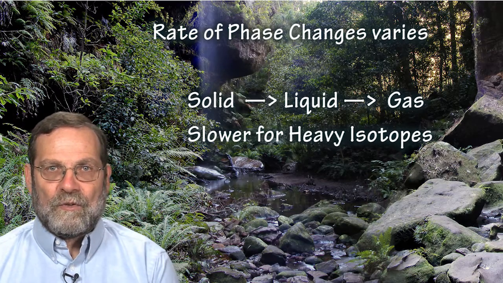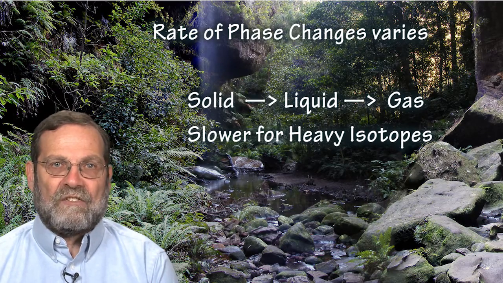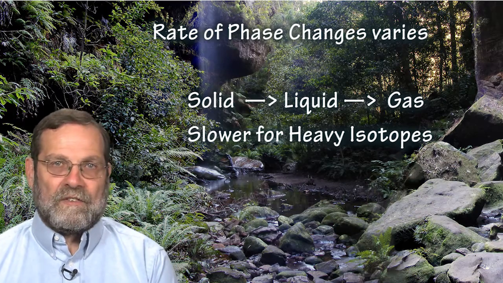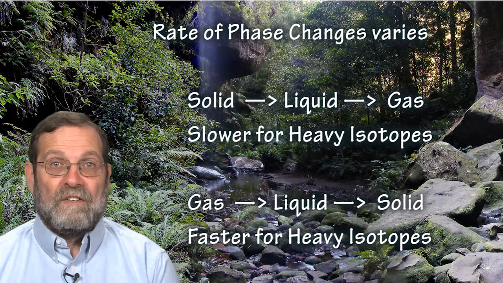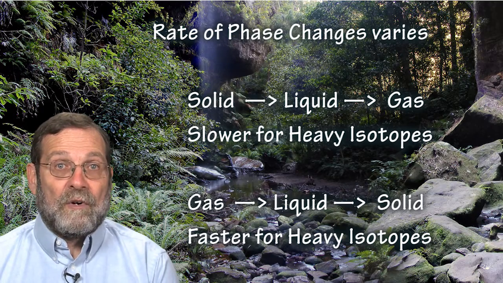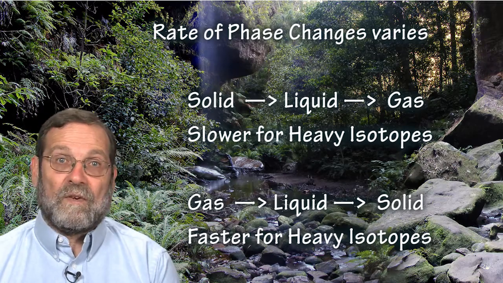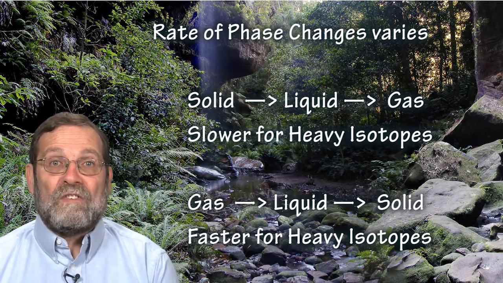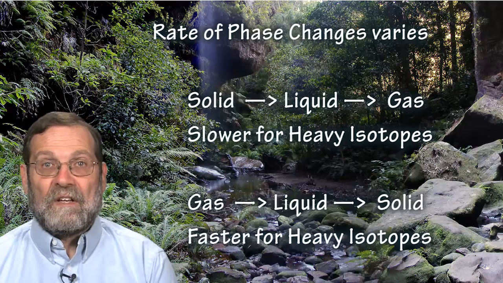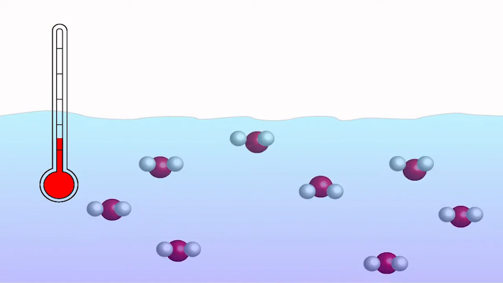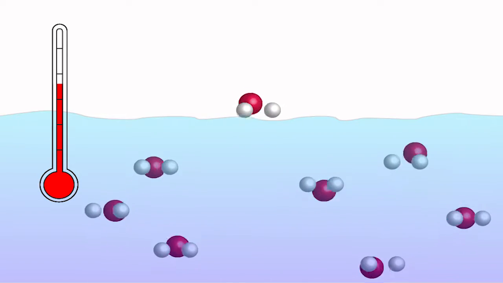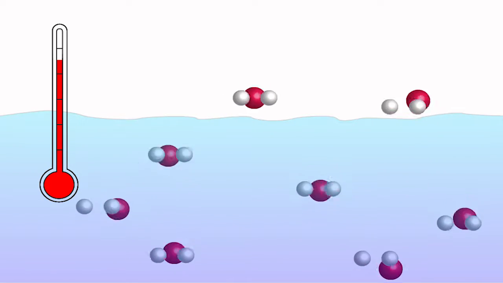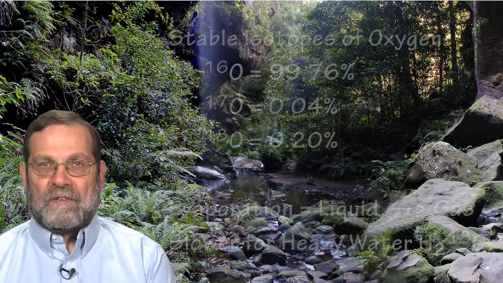At a given temperature, when molecules have a certain amount of kinetic energy, molecules with a heavy isotope are less likely to evaporate (change phase from liquid to gas) or melt (change phase from solid to liquid), and more likely to condense (change phase from gas to liquid) or freeze (change phase from liquid to solid). Higher temperatures stimulate the motions of all molecules, and a greater percentage of those with heavy isotopes cross the threshold to change phases. The element oxygen has 3 stable isotopes.